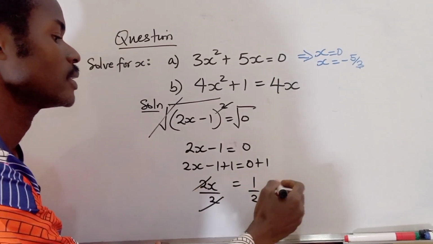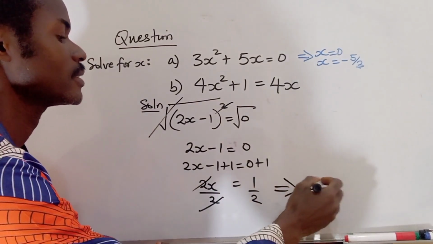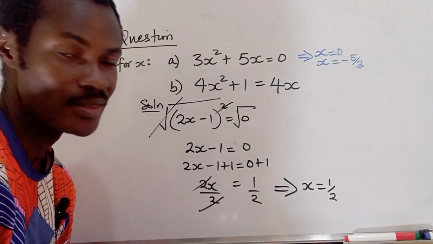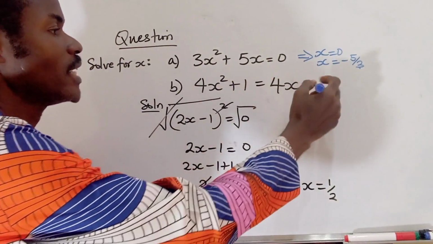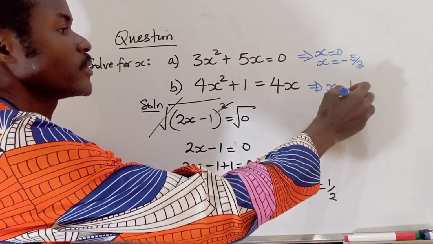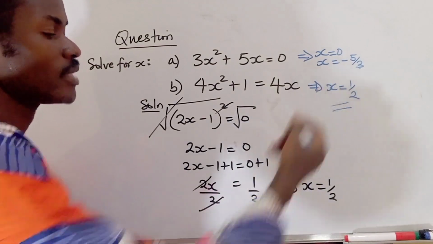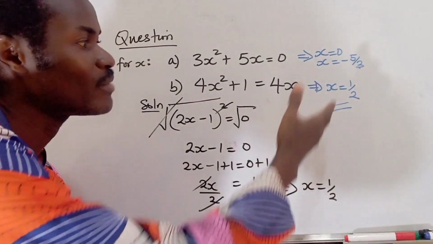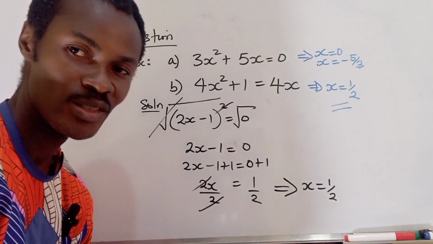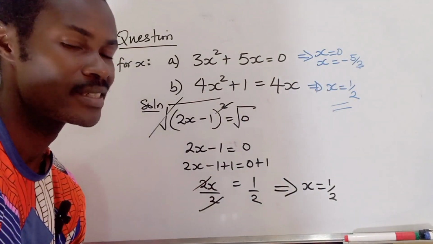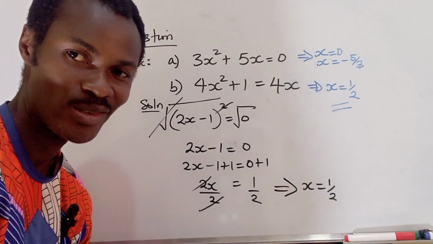This will cancel out this. So our x is equal to half. So the two values of x in this quadratic are such that x is equal to half. So in this case, we just have one solution because the second solution is still the same as the solution we have. So we can just write that as the answer.